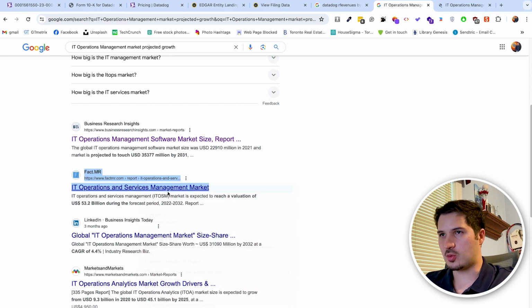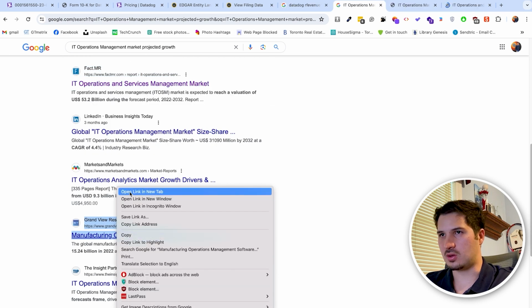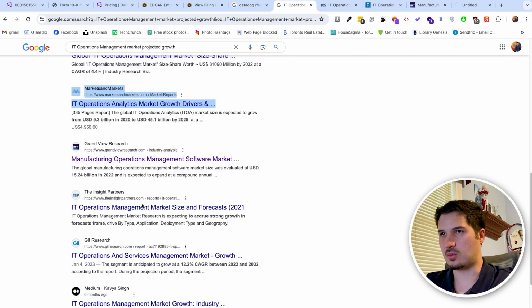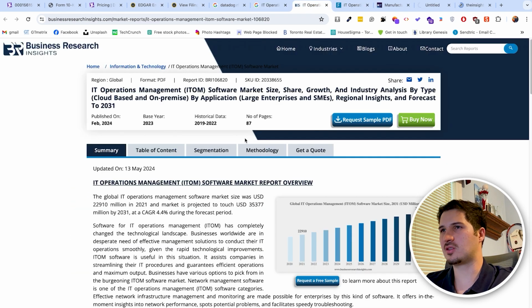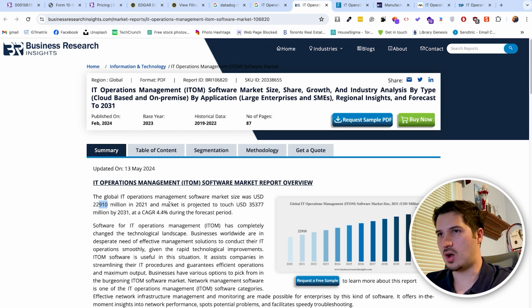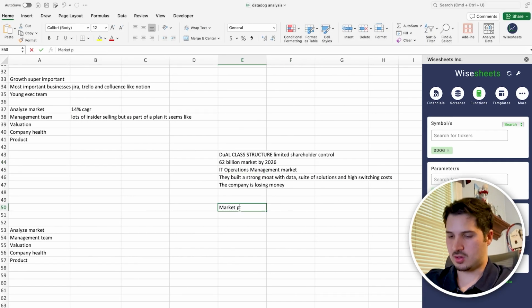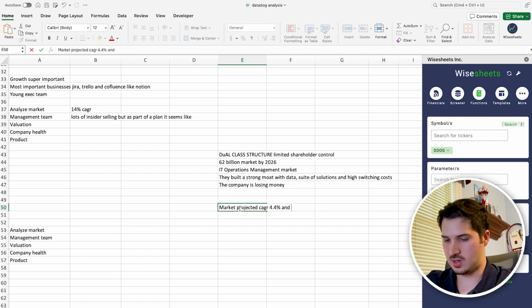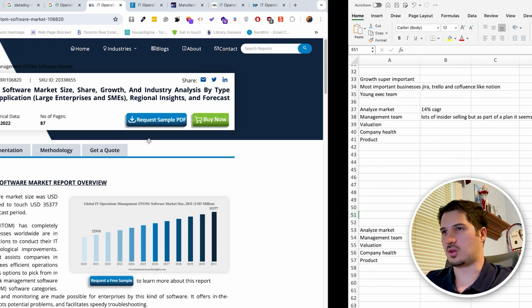This looks better. Grand View Research is one that I've used before and it's pretty good, so we'll see. I like to just look at different sources and look at what the consensus is. So 22 billion projected to reach 35 billion. Interesting. Wow, 4.4% CAGR. That's a very low CAGR. Market projected CAGR 4.4% and 35 billion in 2031. Okay, so that's good to know.